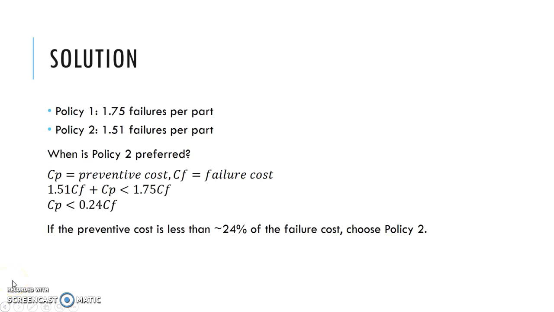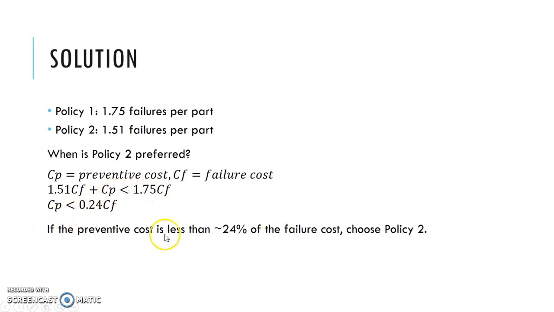So as you saw earlier in MATLAB, for policy 1, 1.75 failures per part, and policy 2, 1.51 failures per part. But in policy 2, we're replacing all of them in 2 years. So when would policy 2 or 1 be preferred? Here CP is the preventive cost and CF is the failure cost, and policy 2 costs 1.51 failure cost plus the preventive cost. And we don't know these numbers. If you go back to the problem description, that is less than 1.75 failure cost.